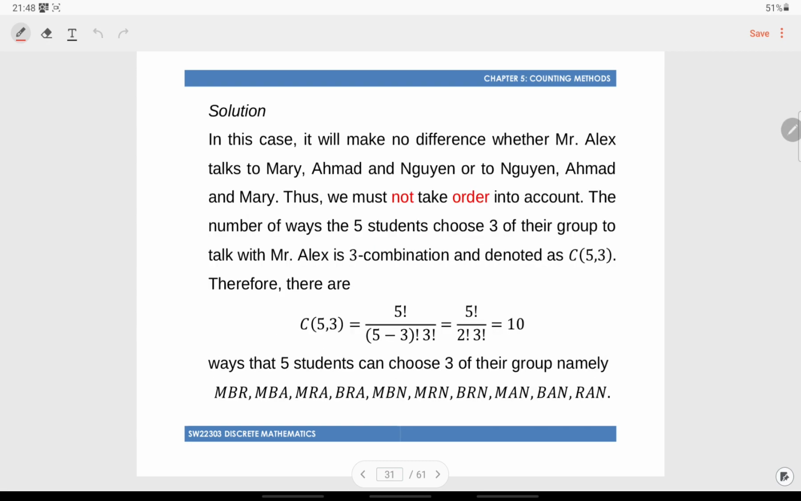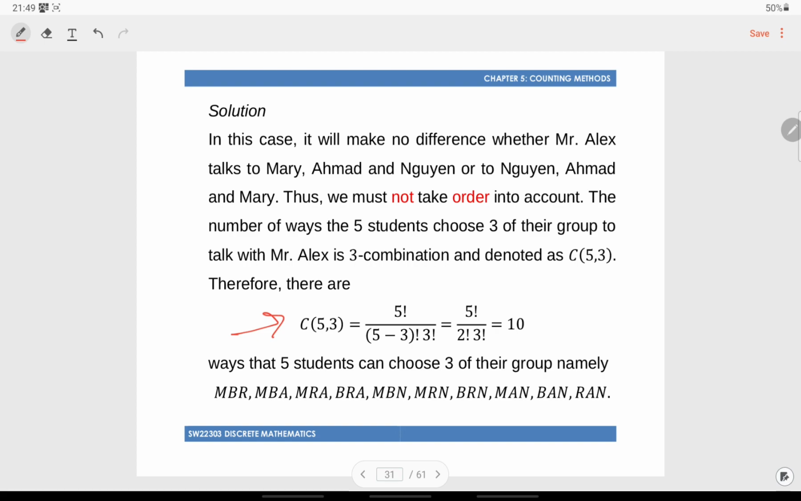In this case, it will make no difference whether Mr. Alex talked to Mary, Ahmad, and Nguyen, or to Nguyen, Ahmad, and Mary. So that means the position of these 3 students doesn't matter. Thus we must not take order into account. So the number of ways the 5 students choose 3 of them to talk with Mr. Alex is a 3-combination and not a 3-permutation. So we denote it as capital C(5, 3) because our n equals 5 and our r equals 3. So it can be computed by using this equation.